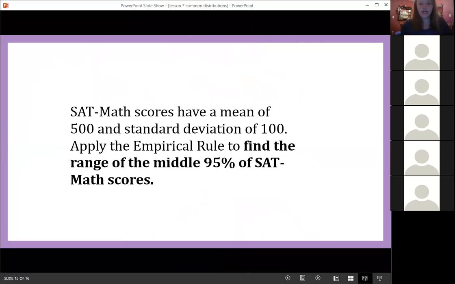Okay, one more. SAT math scores have a mean of 500 and a standard deviation of 100. Apply the empirical rule, because I love it so much, and find the range of the middle 95% of SAT math scores. Let me know what you think about this one.